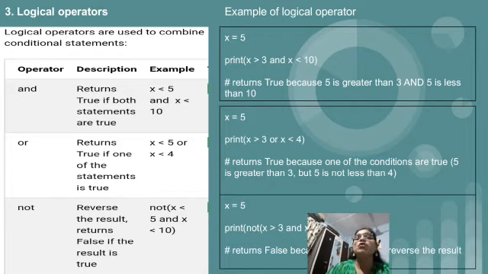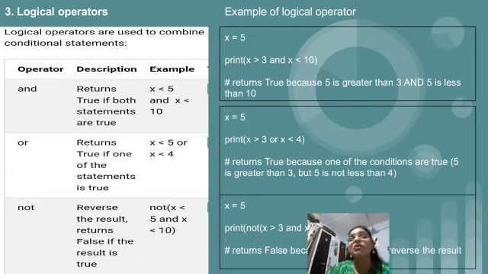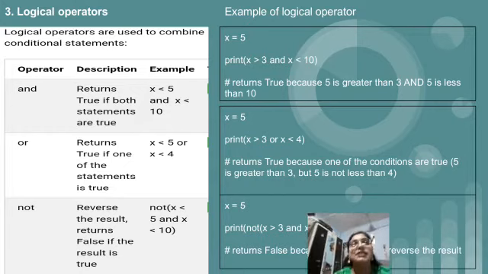Next operator is logical OR. Logical OR means whatever conditions you have written which are separated by OR, if any one of them is true, still you will get the result as true. And not means whenever you want a specific condition to not be true, then you can simply put not before that particular condition. So that is the logical operators example I have given.